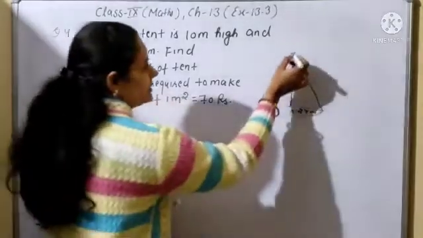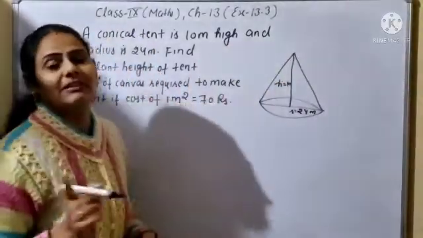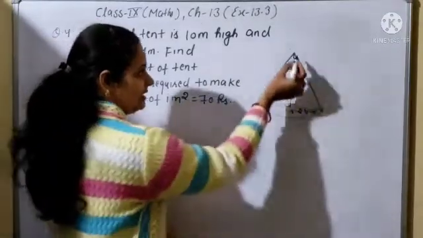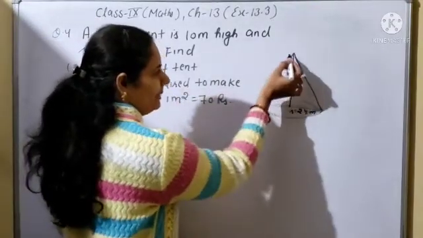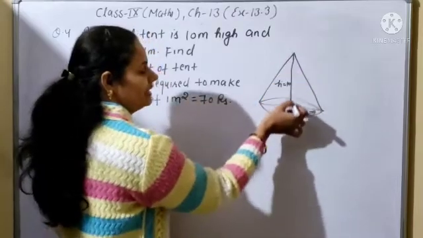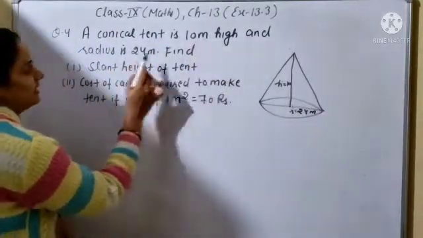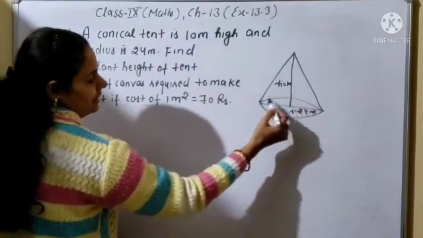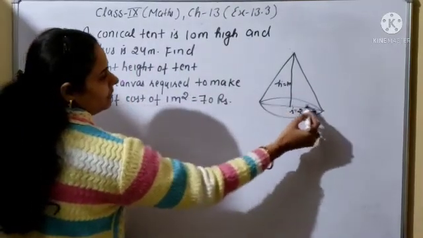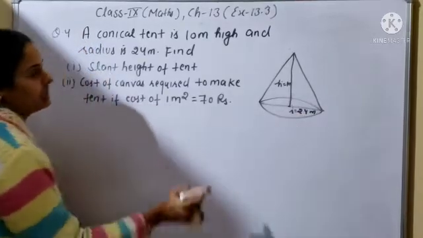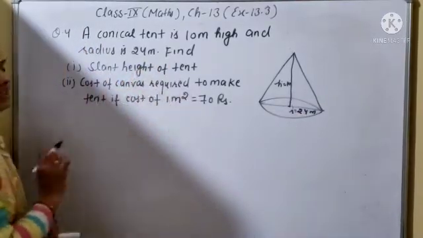So a conical tent is given, and the height of this tent is given as 10 meter. So height will be this one. Here the slant height is not given. If the slant height were given, slant height would be this one. But here the height is given, so the height of the conical tent will be this. This is given as 10 meter and the radius is 24 meters. This is the circular base, this complete line will be the diameter and half of this will be the radius. It is given as 24.